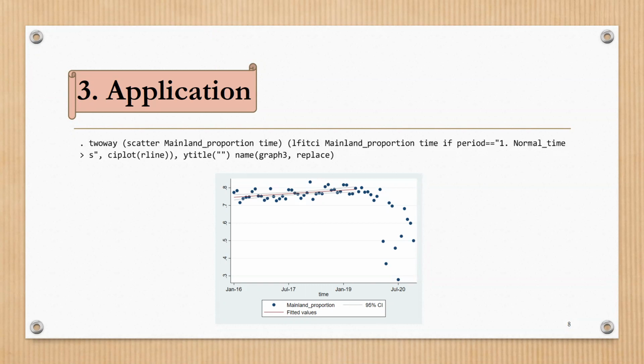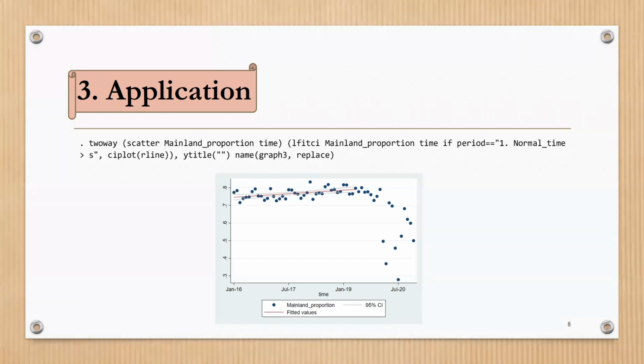And then for the next bracket, you can see there is a code called lfitci. So this is the code where when you want fitted values appearing on your scatter plot, then you type this code. So here we are defining the fitted values to be the mainland proportion by time, again the y and x value, if period equals to 1. So you can see that the fitted values, the red line, and also its 95% confidence interval, the two gray lines, they pass through January 2019, but they're not extending any further.